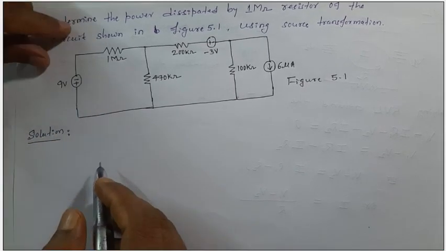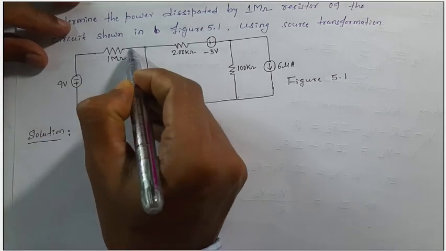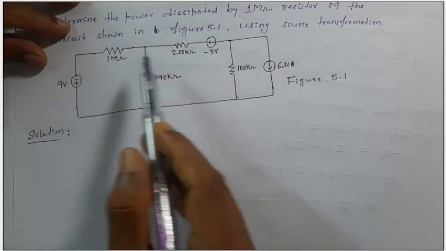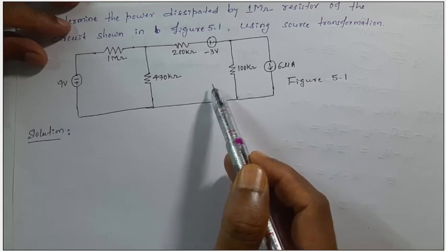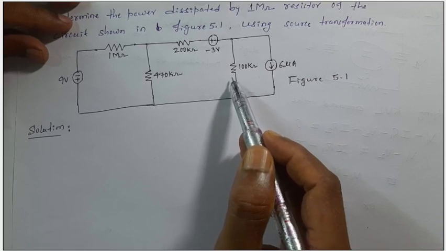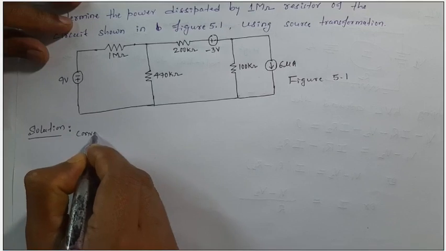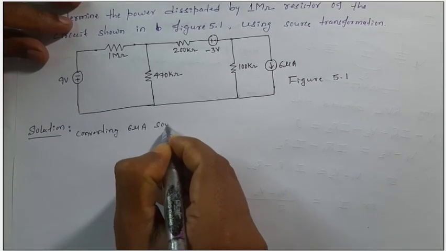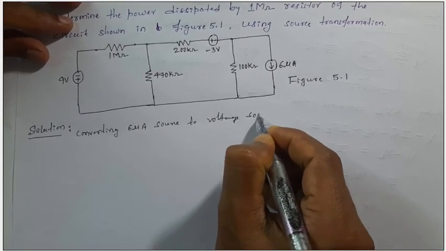Initially, dear students, because we should find the network across these 2 points, across the 1 mega ohm, I will start reducing the network from the right side. This is 6 microampere in parallel with 100 kilo ohm. Because of that, I will write here: converting the 6 microampere current source to an equivalent voltage source.